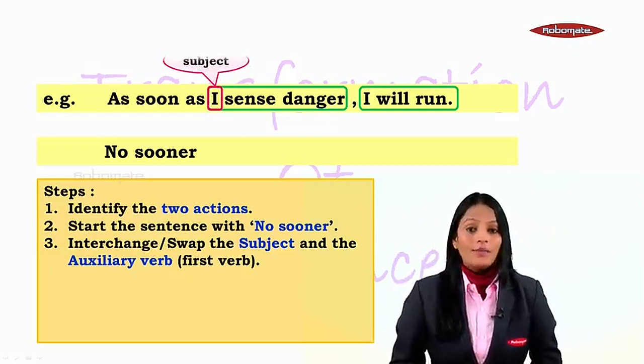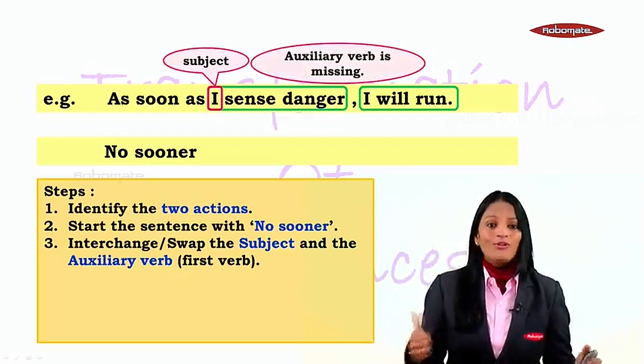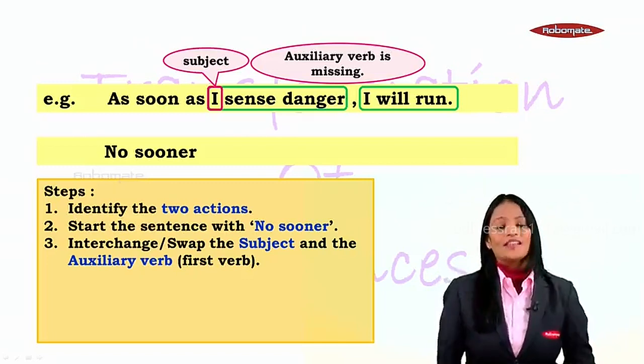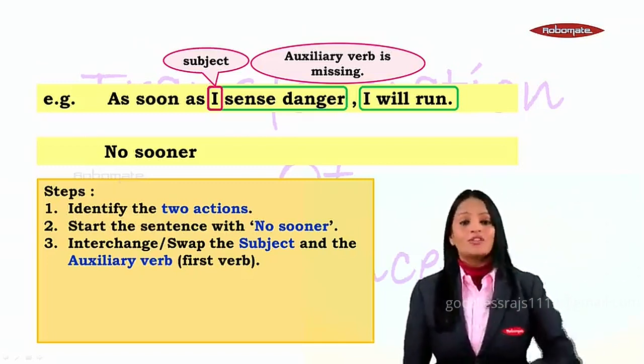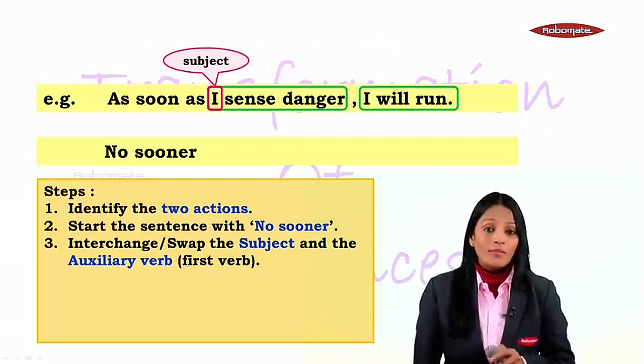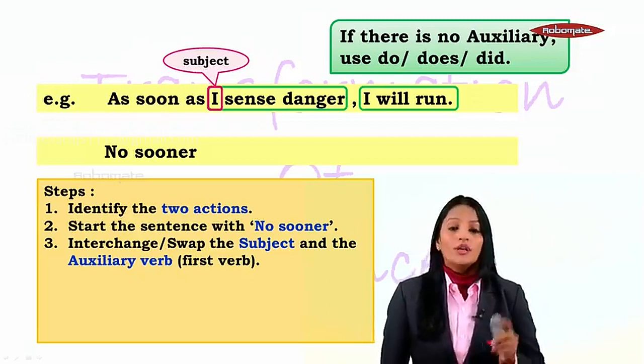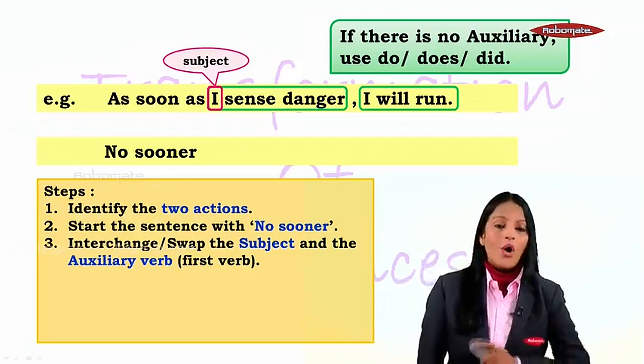So here, I becomes the subject, and sense, is it the auxiliary verb? No, students, no auxiliary verb. Sense is the main action, the main verb. There is no auxiliary verb. Now what do we do? Remember, what did we say? If there is no auxiliary verb, use do or does or did.